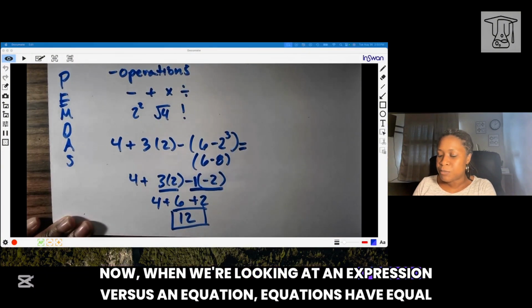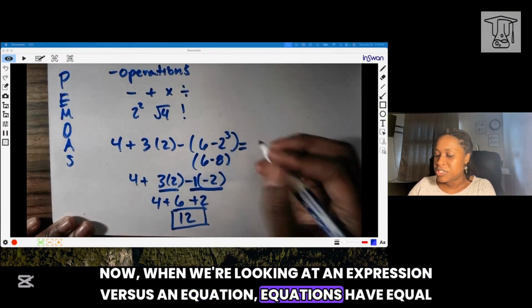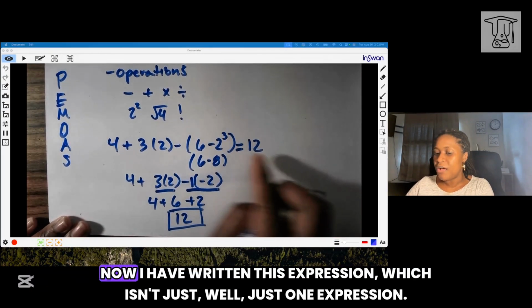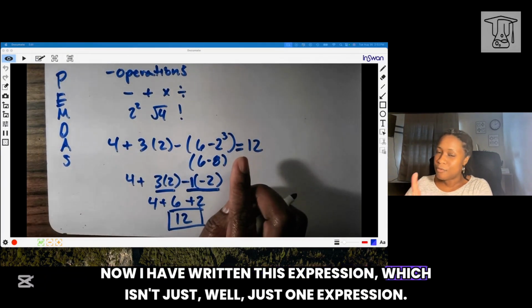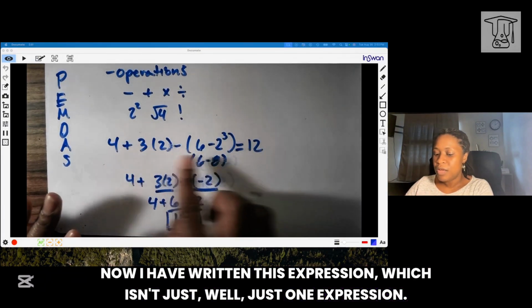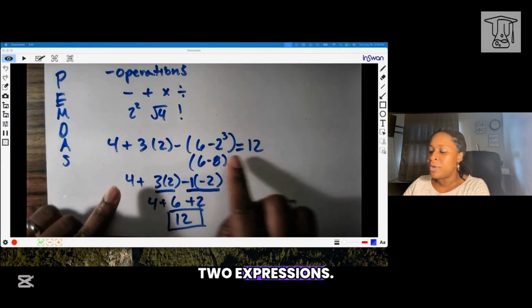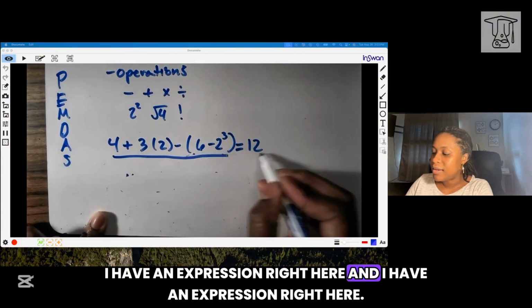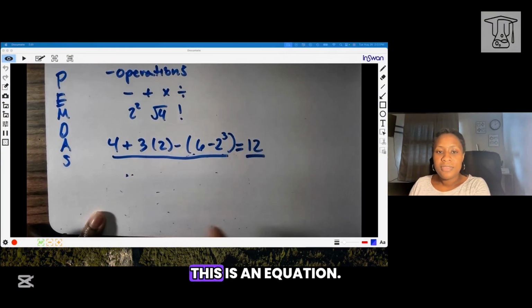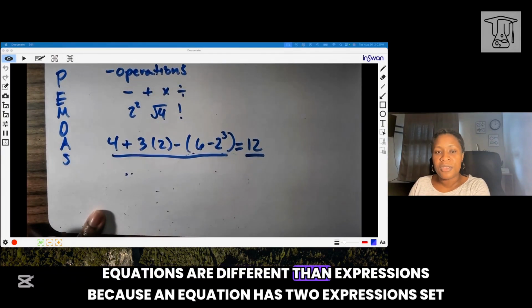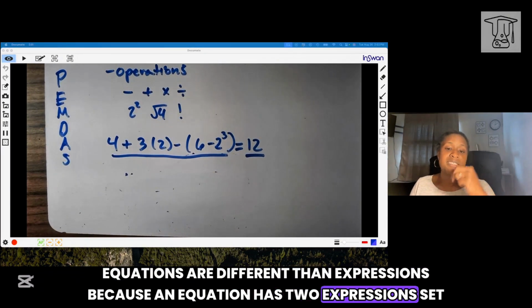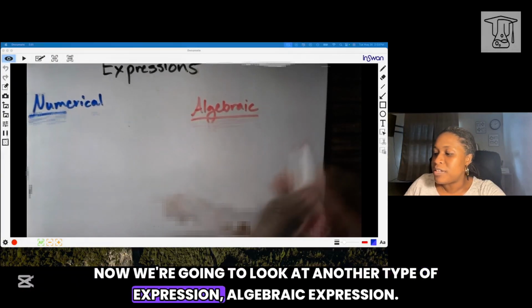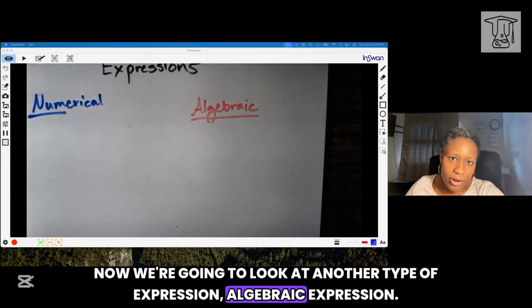Now, when we're looking at an expression versus an equation, equations have equal signs. And I could have put this is equal to 12. Now I have written this expression, which isn't just one expression. I've actually written this to have two expressions. I have an expression right here, and I have an expression right here. This is an equation. Equations are different than expressions because an equation has two expressions set equal to each other. Okay. Now we're going to look at another type of expression, an algebraic expression.